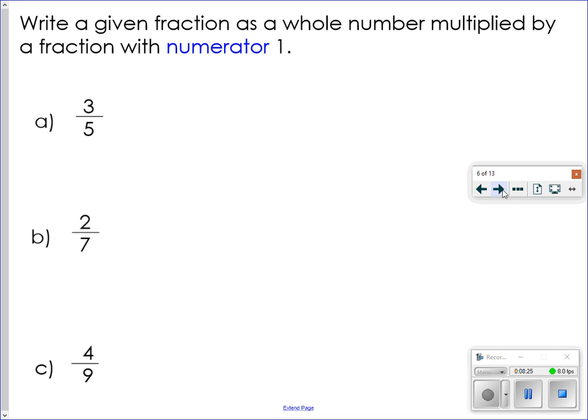So let's see if we can work backwards then. If we're given the fraction 3/5, can we write that as a whole number multiplied by a fraction that has a numerator of 1? In other words, can we write that as some number of 1/5? How many 1/5 would that be if it's 3/5? 3 1/5, right? Okay, what about this one? How many 7s would this be? If it's 2 7s, it will be 2 1/7.